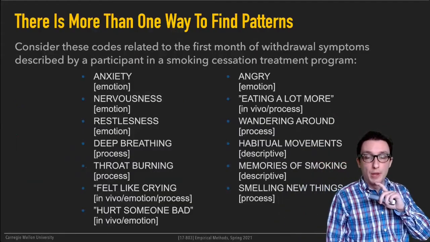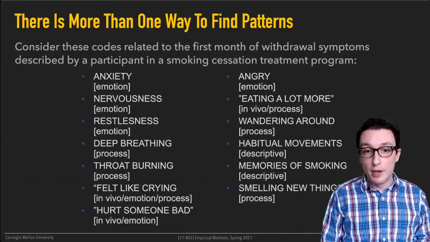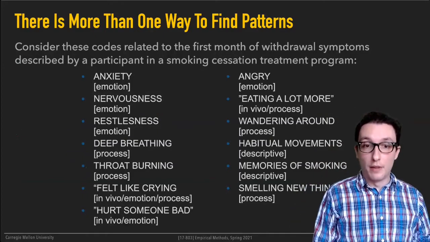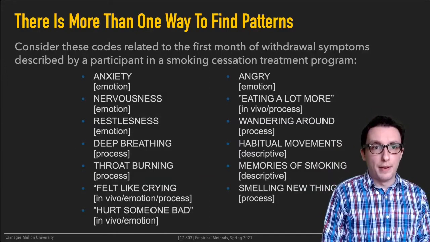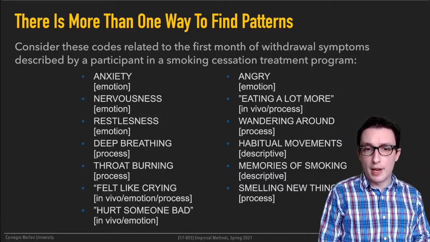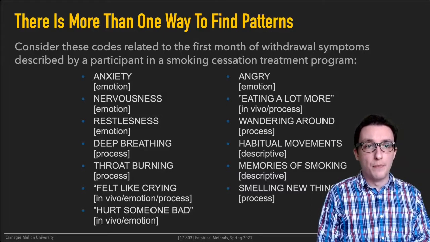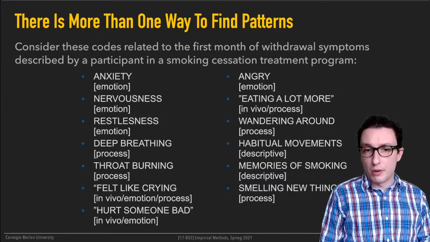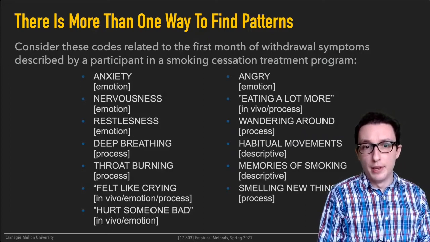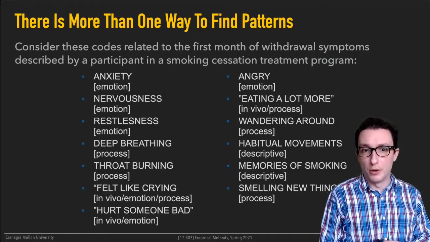So this was the example from the book. There's more than one way to find these higher level patterns. They gave this example of codes that a researcher has assigned to some data related to the first month of withdrawal symptoms described by a participant in a smoking cessation treatment program, somebody looking to quit smoking.